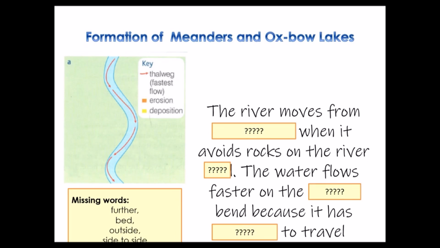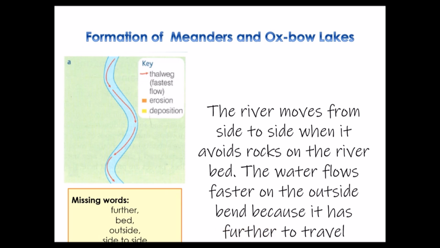Okay, so answers are as follows. The river moves from side to side when it avoids rocks on the riverbed. That's why we get that meander in the first place. It's water trying to get around something. The water flows faster on the outside bend because it has further to travel.